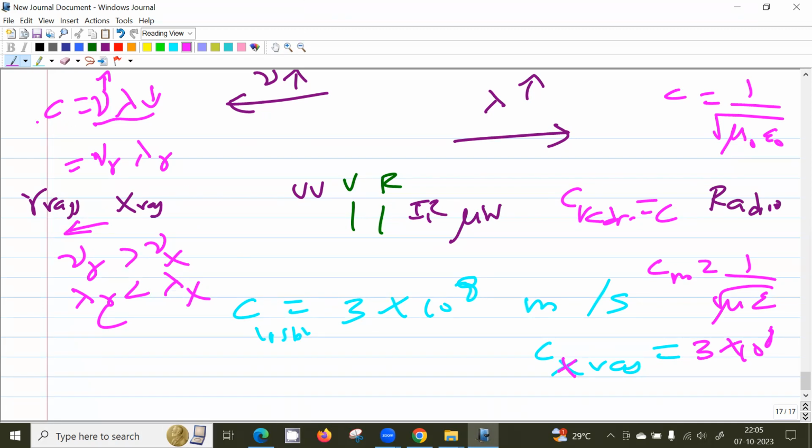So C is the velocity of an electromagnetic wave. It doesn't matter whether it's light, X-ray, gamma ray or radio wave, it's always the same. As the frequency increases towards the left, the wavelength decreases. The maximum wavelength is towards the right, whose frequency is least. On the left side, wavelength is short and frequency is high; on the right side, wavelength is more and frequency is less, so that the product of nu and lambda is always C.